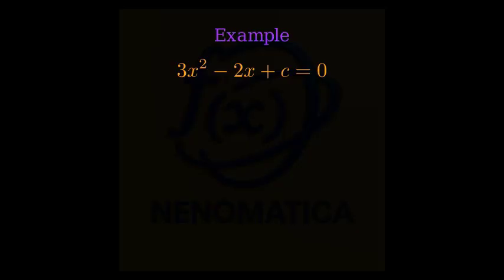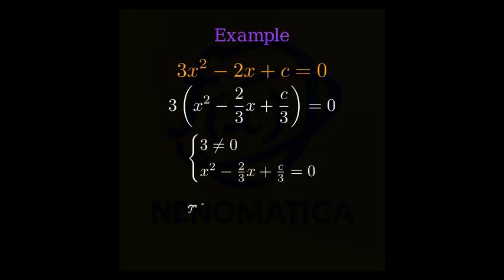Visually, example, we will solve the quadratic 3x squared minus 2x plus c equals 0 using the completing the square method, exactly following the listed steps. Step 1. Factor out the coefficient of x squared from the left side. Step 2. Since 3 is not 0, we can divide both sides by 3. This yields the simplified quadratic.